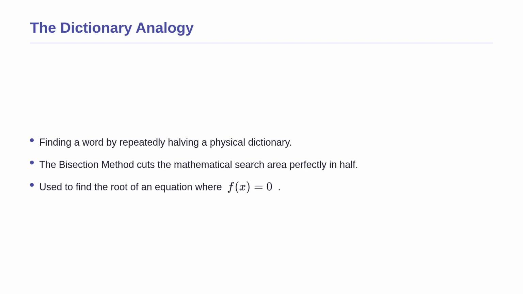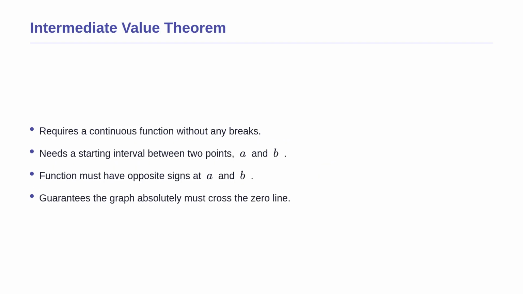A root is simply the specific value of x that makes the function exactly equal to 0, which visually is where the graph crosses the horizontal x-axis. Before we can just cut things in half, we need to be sure the root is actually there. This brings us to the intermediate value theorem.